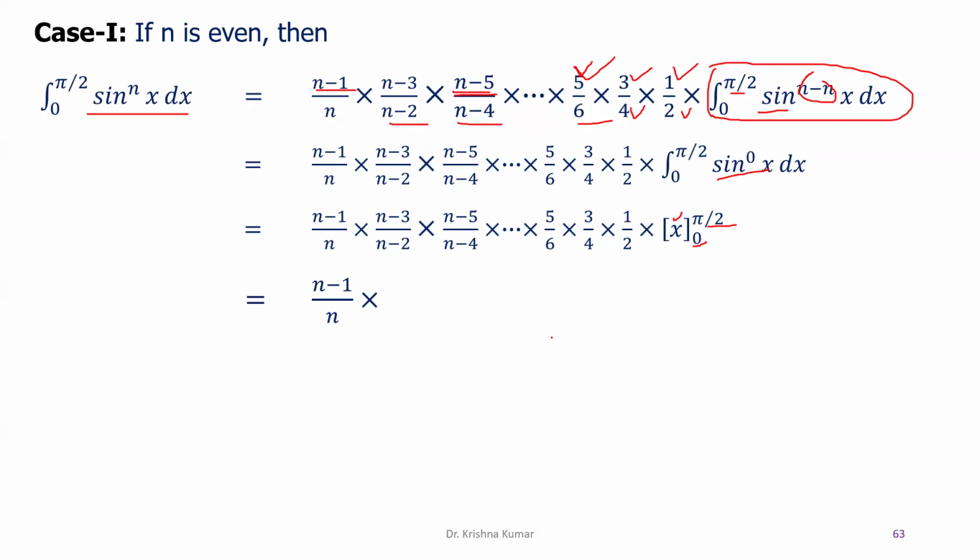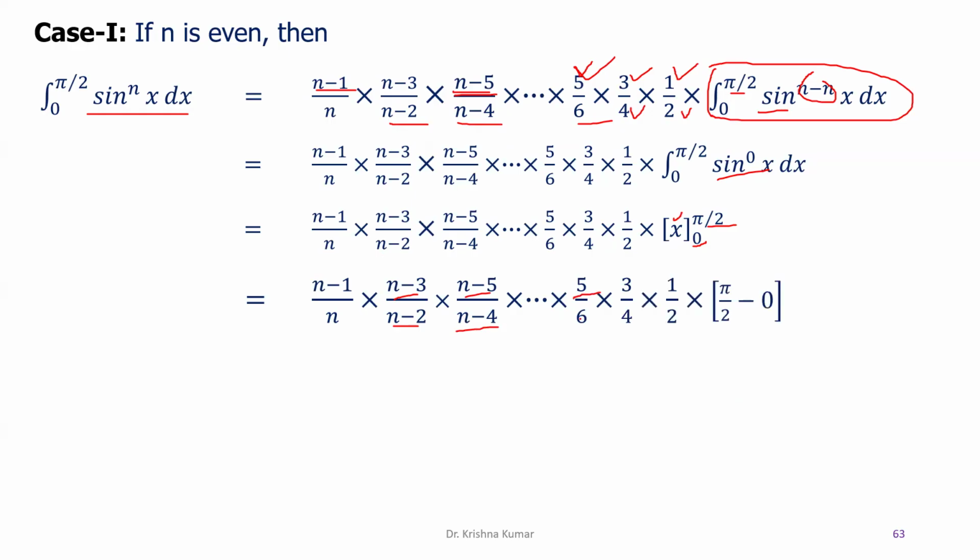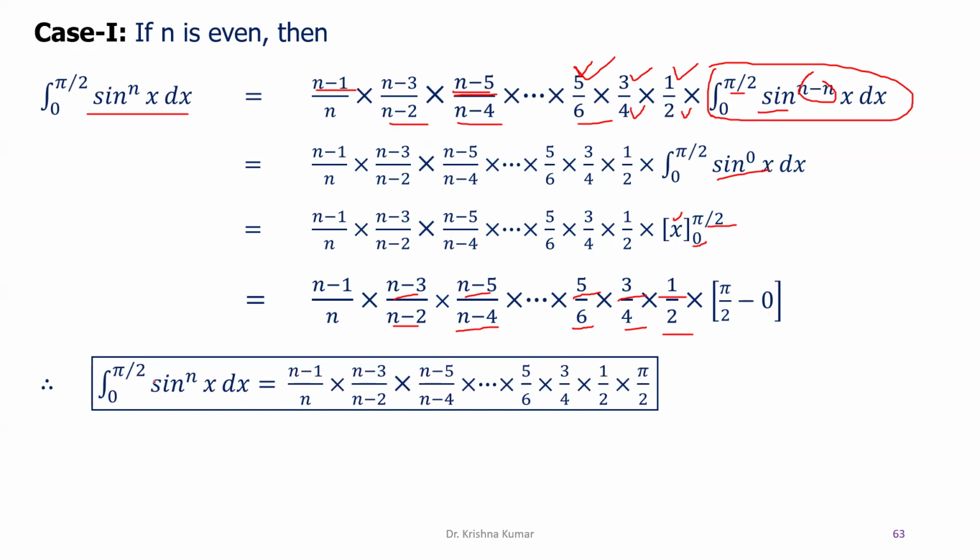So we can write down (n-1)/n into (n-3)/(n-2) into (n-5)/(n-4) into 5 by 6 into 3 by 4 into 1 by 2 into pi by 2 minus 0. So ultimately we are able to write down the integration of sine to the power n x under the limit 0 to pi by 2, which is given by (n-1)/n into (n-3)/(n-2) into (n-5)/(n-4), up to 5 by 6 into 3 by 4 into 1 by 2 into pi by 2. It is pi by 2 when n is even.